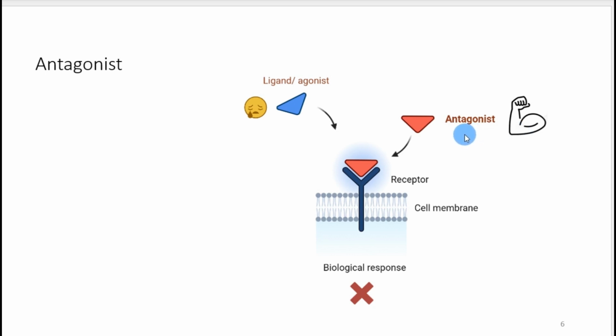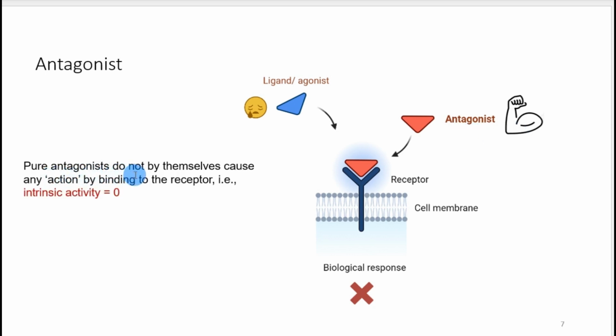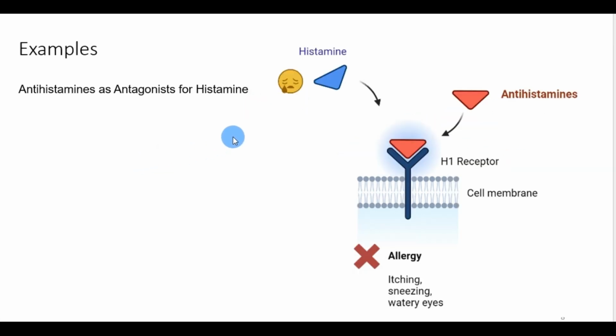So pure antagonists, as I mentioned earlier, do not by themselves cause any action by binding to the receptor. That is, their intrinsic activity is 0. They do not possess any pharmacological response on their own. Let's understand the concept of antagonists by some examples.